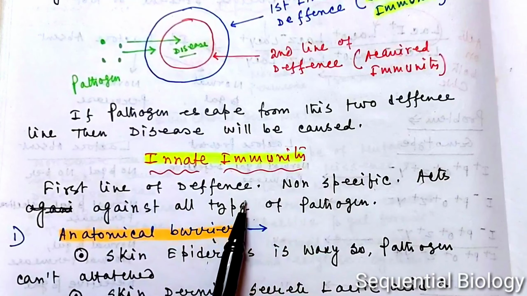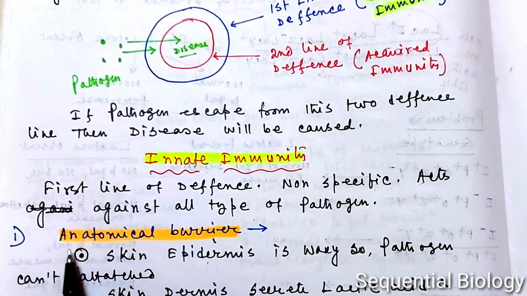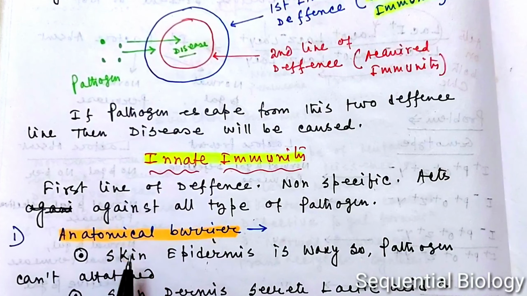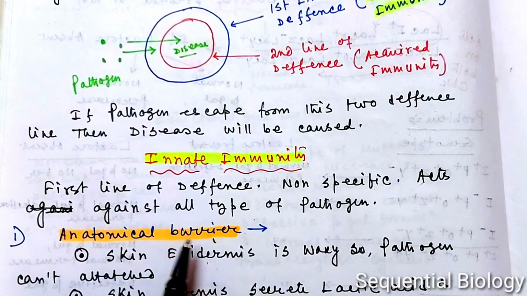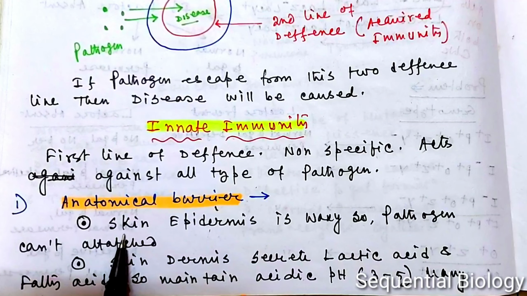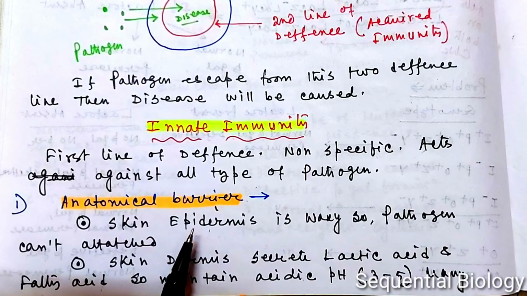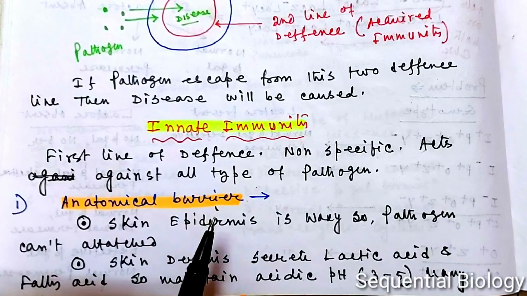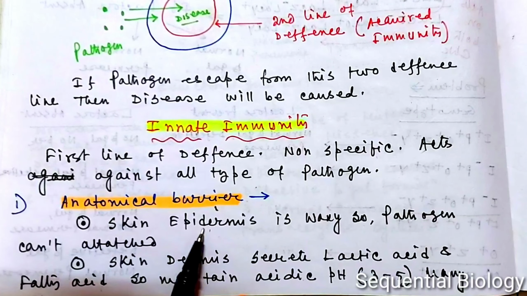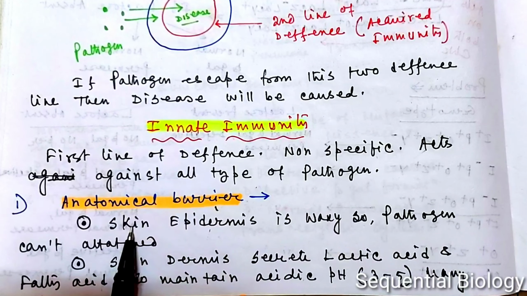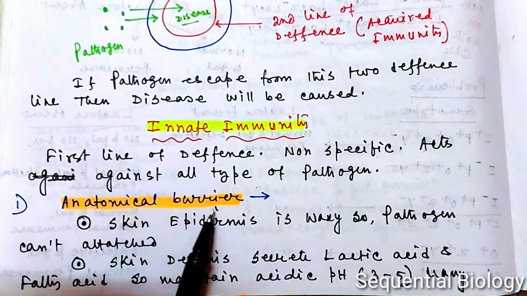Then what are the components of innate immunity? The first component is the anatomical barrier, and our skin serves as an anatomical barrier. The skin has different layers, the epidermis and dermis. In the epidermis there are the stratum corneum, lucidum, spinosum and granulosum, which are different layers of the body. The pathogenic microorganisms cannot cross these different layers. So skin serves as an anatomical barrier.